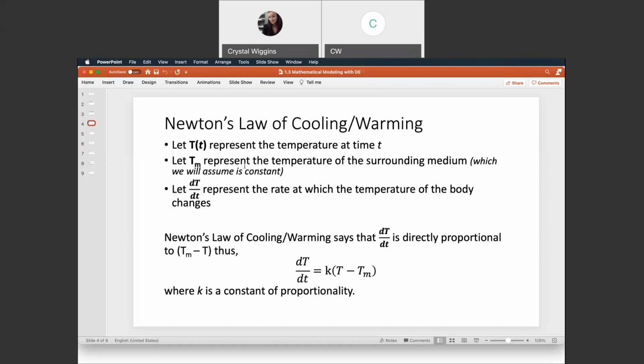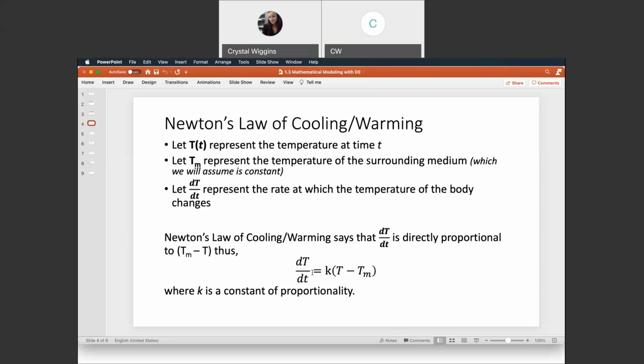So we are going to assume that the room that we are talking about, whether it's a dead body or a cup of coffee, is constant temperature, denoted T sub m. Let dT over dt, d big T over d little t, represent the rate at which the temperature of the body changes. Body could be a body medium, like a cup of coffee, or an actual human body, whatever we're talking about. So the change in temperature over time. Newton's law of cooling and warming says that the change in temperature over time is directly proportional to the temperature in the surrounding room, subtract the temperature of the current status of the body.